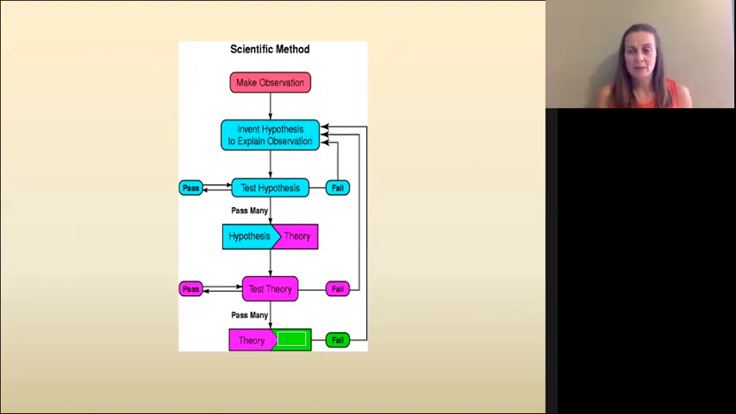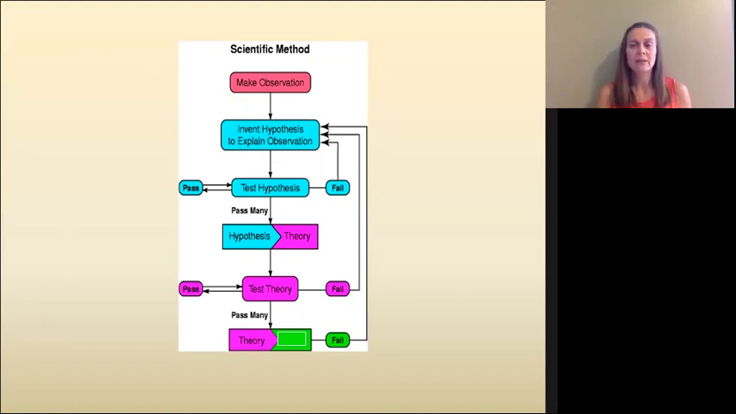Even once it becomes a theory, scientists aren't done. We keep testing that theory. As long as it keeps passing, we're going to continue to use it as a theory. If it fails, we're going to go back up, come up with a new hypothesis, and test again. This is the way that science works. We learn new information. We get new observations. It's going to adjust our hypothesis. It's going to adjust our understanding, and we're going to test again.